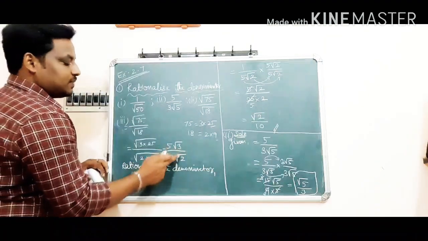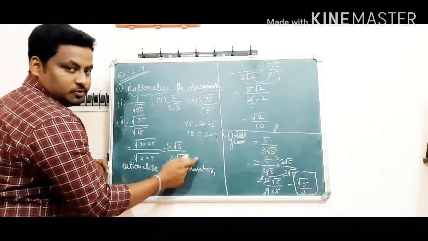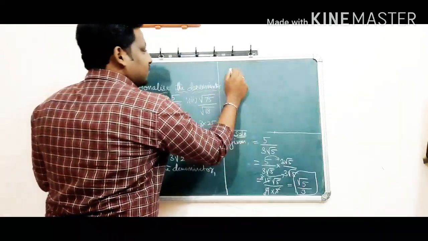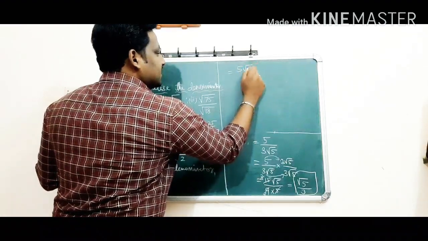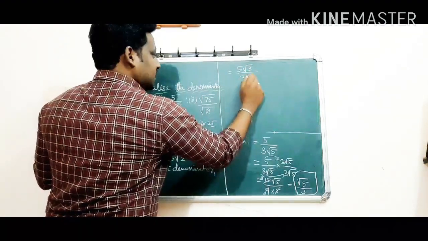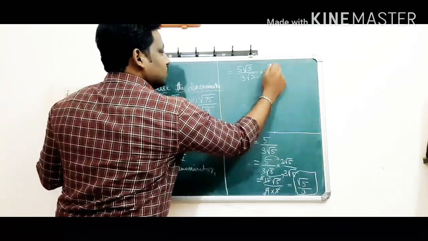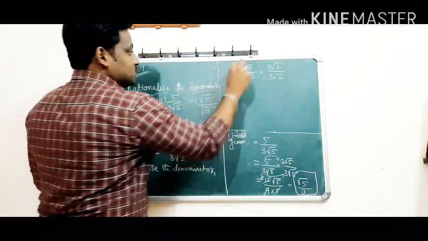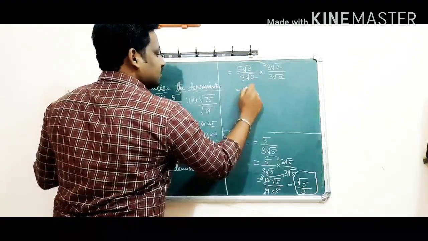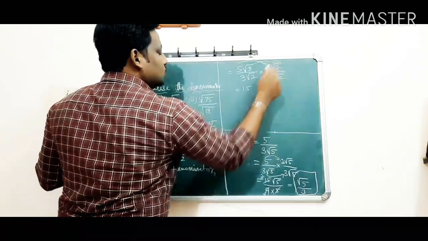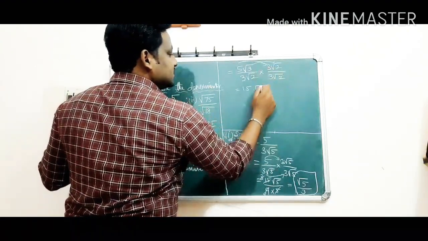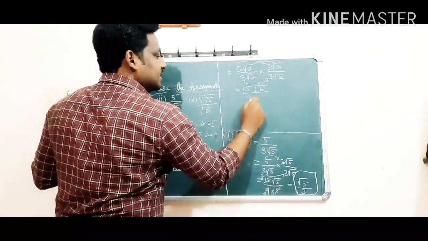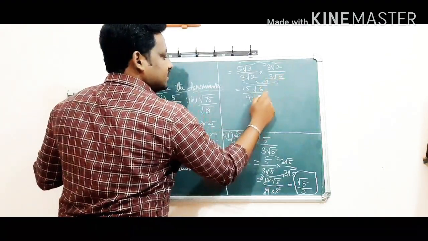So you have to multiply both numerator and denominator. That is what? 5 root 3 divided by 3 root 2, which is multiply with both numerator and denominator with 3 root 2 divided by 3 root 2. Okay. So now 5 into 3, 15. Root 3 into root 2, root 3 into 2, 6. Root 6. Clear? Divided by 3 into 3, 9 into root 2 into root 2, which is equal to 2.